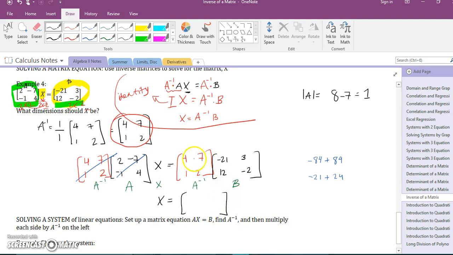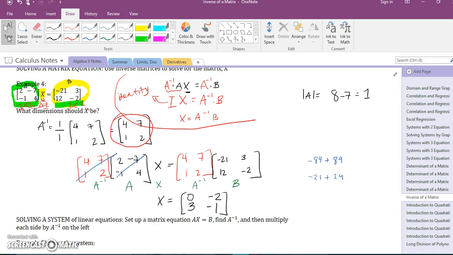And when I multiply those, I end up with negative 84 plus 84 is 0. And then I have 12 minus 14 is negative 2. And then I have negative 21 plus 24 is 3. And I have 3 minus 4, which is negative 1. So there's your mystery X matrix.